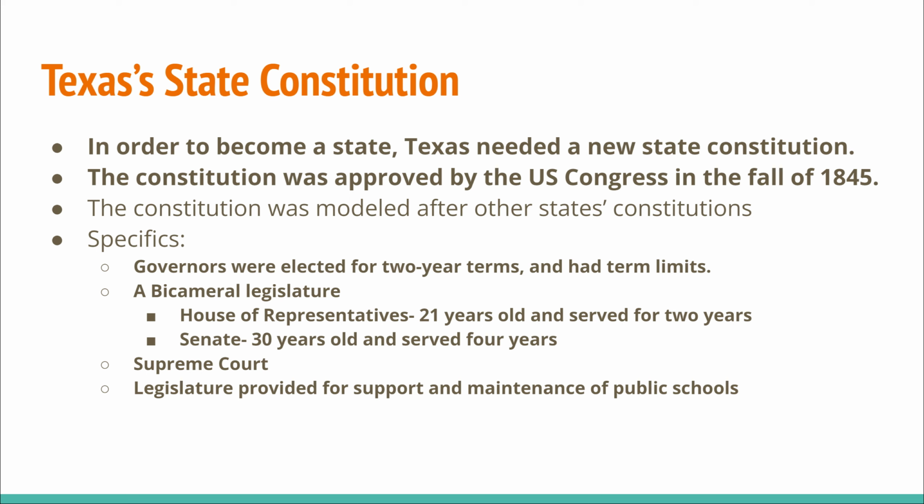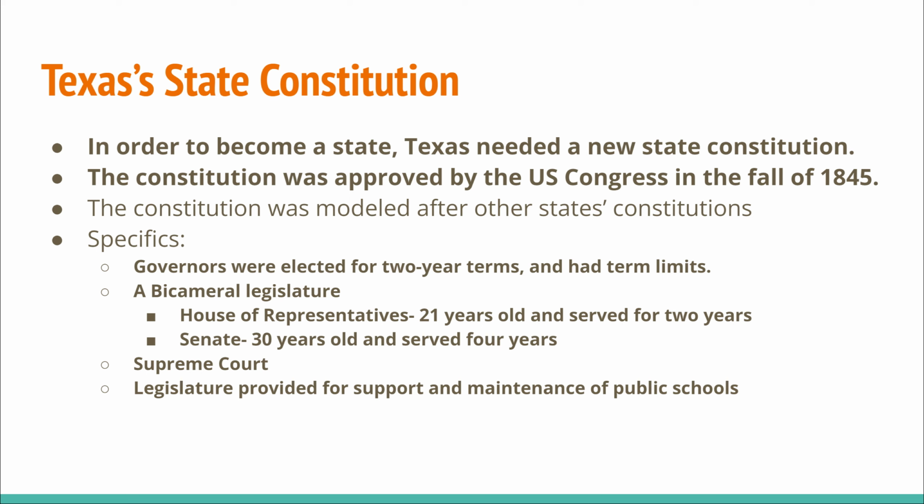Some of the specifics are going to be that governors in Texas are elected to 2-year terms, similar to the way that Texas had presidents. There's going to be a bicameral legislature, which is a big word that just means they're going to take the lawmaking part of Texas, the group of people that decide on laws, and they're going to split it into two parts: the House of Representatives and the Senate.